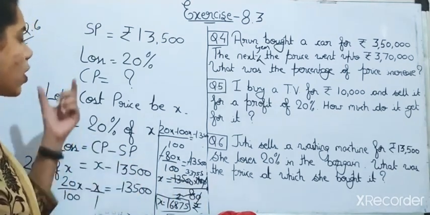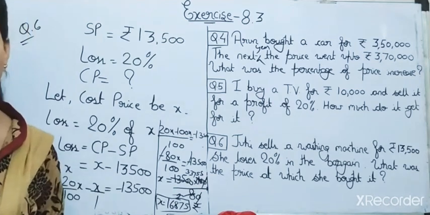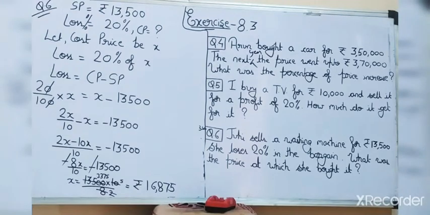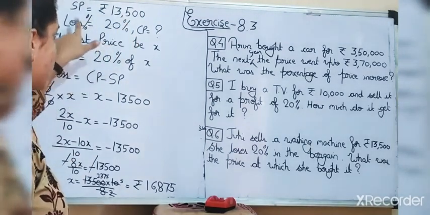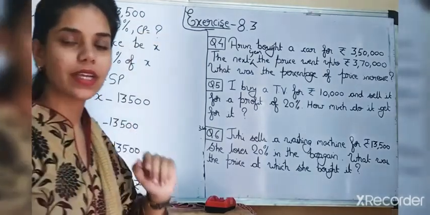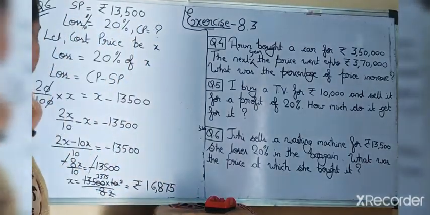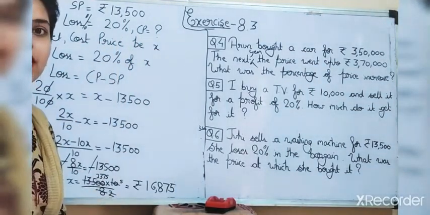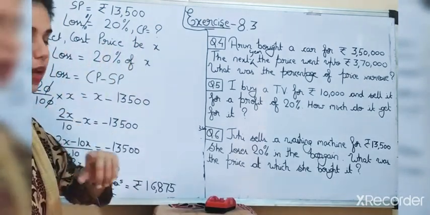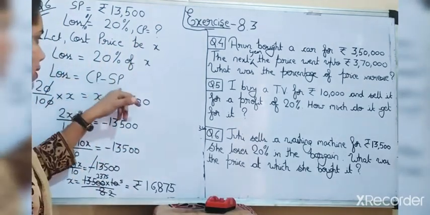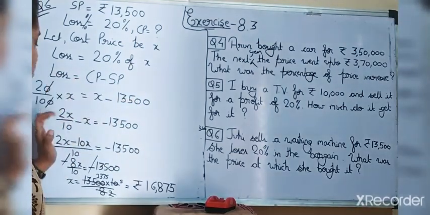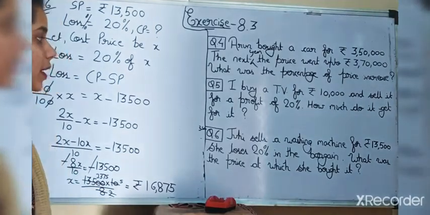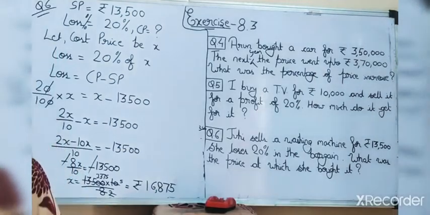Understood this thing? So what have we done in this question? Selling price of the washing machine was given to us and loss percent was also given. We have to find out the CP, and we applied the formula for CP. First we suppose CP because loss and profit percent can only be applied on the cost price. So loss is equal to CP minus SP. Put the value of CP and loss percentage. We got the cost price of the washing machine. Understood this thing?